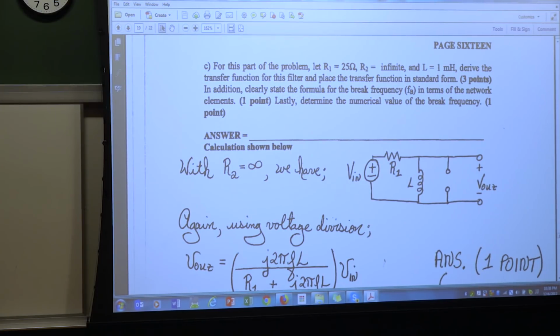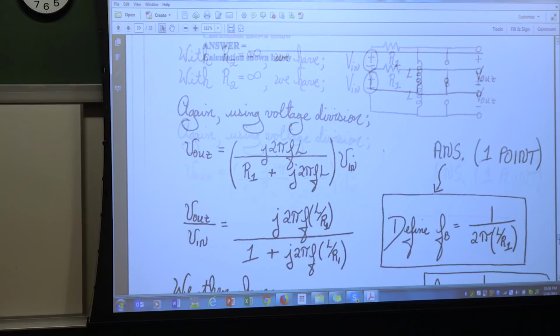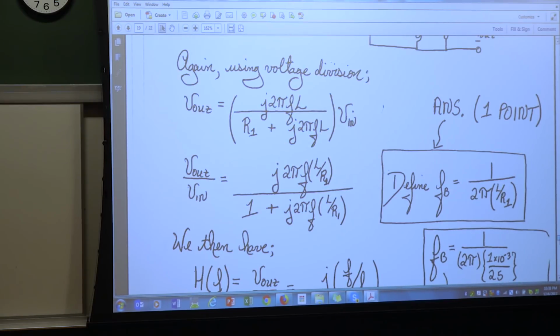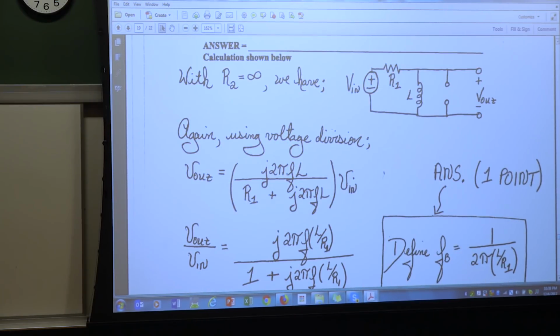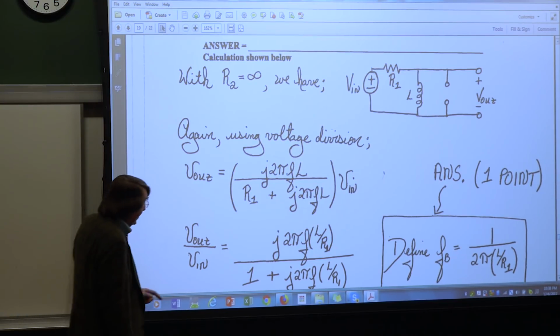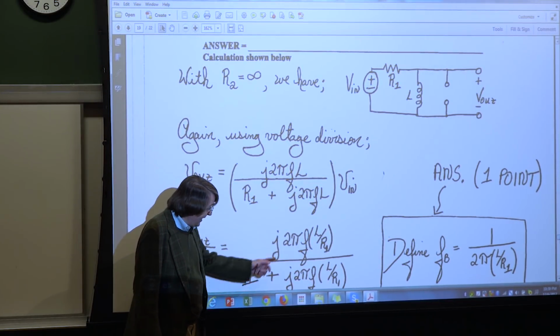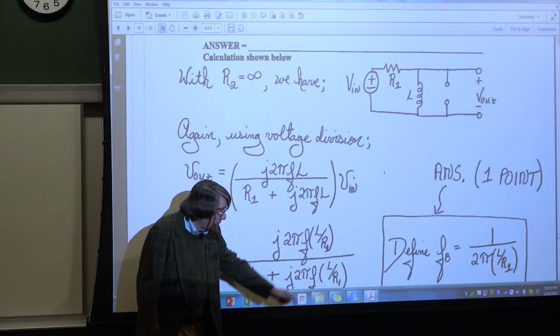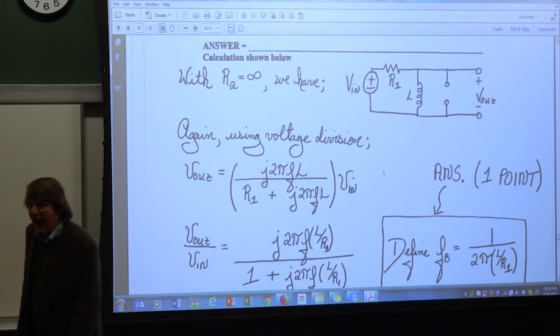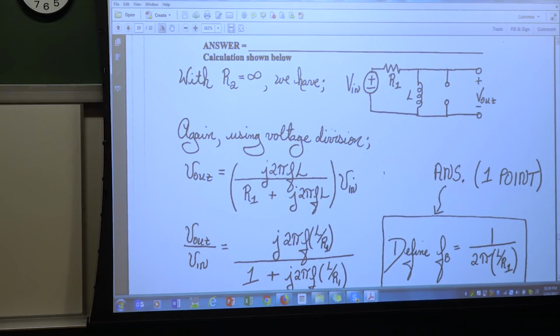And I get j omega L over R1 plus j omega L times V in. And I say, oh, I know this. I think this is a high-pass filter. And I say, I think we can define the break frequency as 1 over 2 pi tau, which is 1 over 2 pi L over R. In this case, R is R1.